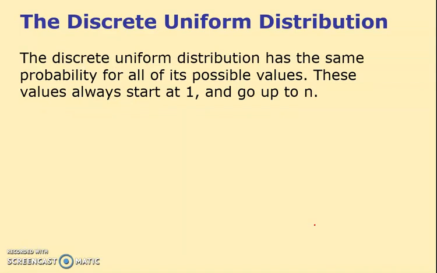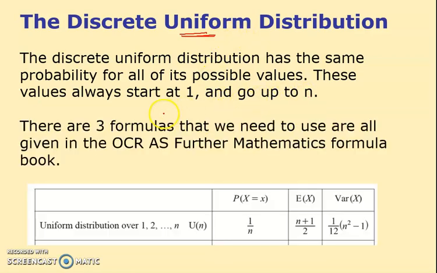The discrete uniform distribution then has the same probabilities for all its possible values. That's why it's called uniform. Uniform as in uniformity. They're all the same. These values always start at 1 and go up to n. By that I mean, for instance, the example I had just now was 1, 2, 3, 4, 5, 6.